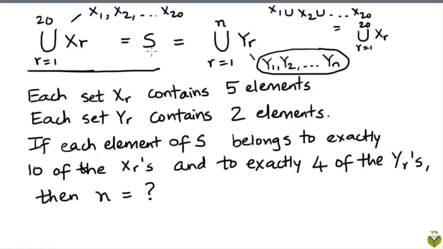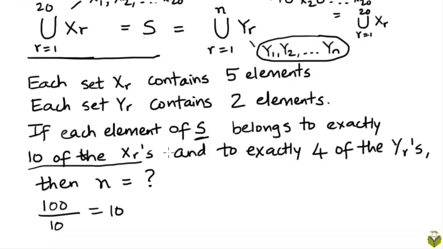But of course many of them are duplicates, and so we just remove them all and we end up with the set S. Now we are given that each element of the set S belongs to exactly 10 of the xr's. This means each element in the final set S had appeared 10 times across these 20 sets, and this applies for every element in S. So if there were a total of 100 elements and sets of 10 of them were taken and mapped to one single element in S, then how many distinct elements are there in S? 100 divided by 10, which would be 10. So there are 10 distinct elements in S.